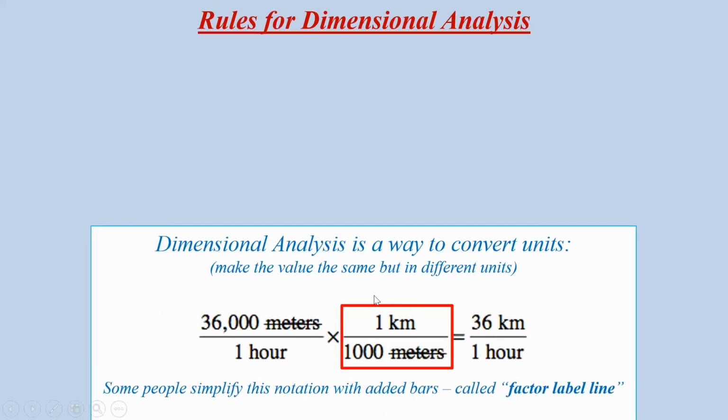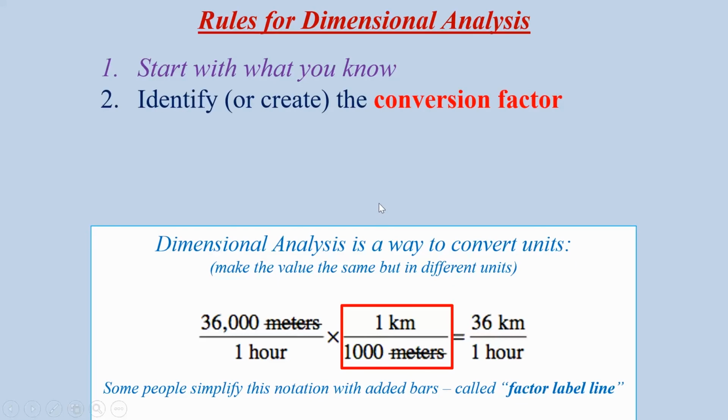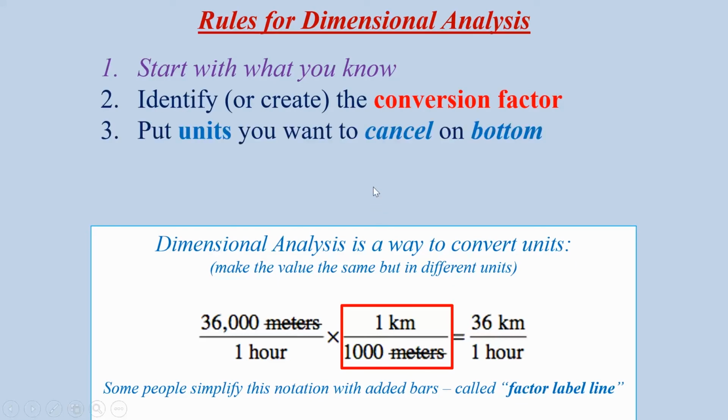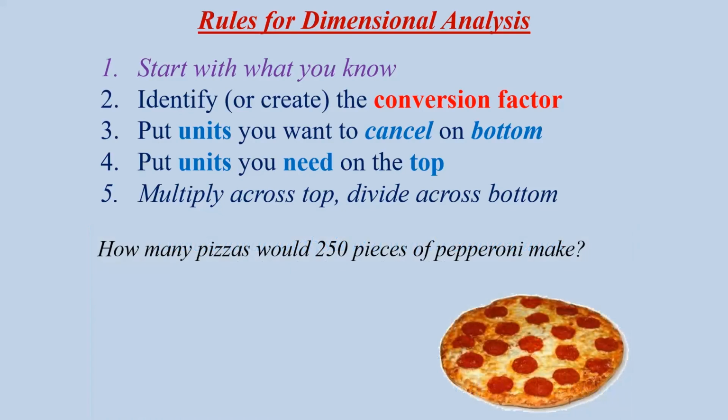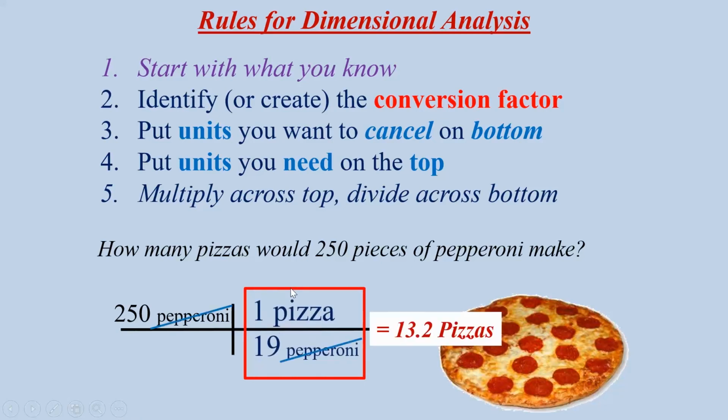So we're going to do more dimensional analysis here, which is a fancy way of saying conversion factors. We're going to start with what we know, create the conversion factor, and put the units we want to cancel on the bottom and the units we need on top. You would have already seen this in the stoic units. This should not be anything too crazy for you. In fact, these numbers are easier than stoic numbers typically, so bonus. We're going to multiply and divide. It's like the whole how many pizzas would 200 pieces of pepperoni make. You have 200 pepperoni. Let's say there's 19 per pizza. We can make 13.2 pizzas.